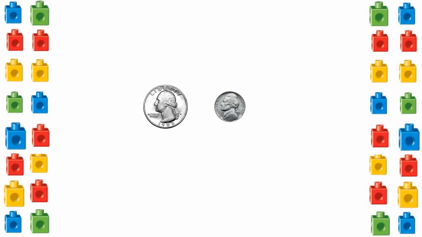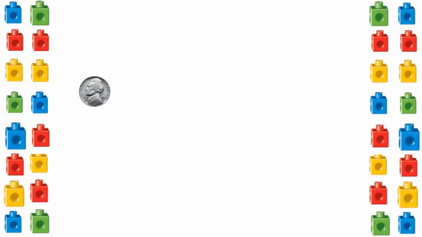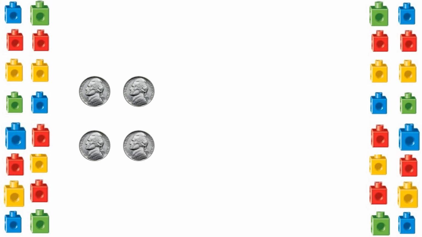Ooh, a quarter and a nickel. 25 plus 5 equals 30. 31, 32, 33. Here we have a nickel by itself. That's 5. Oh, now there's 10. Oh, that's 15. And that's 20. We're just counting by fives. 21.